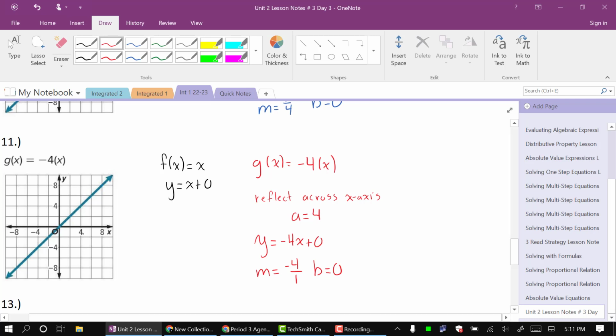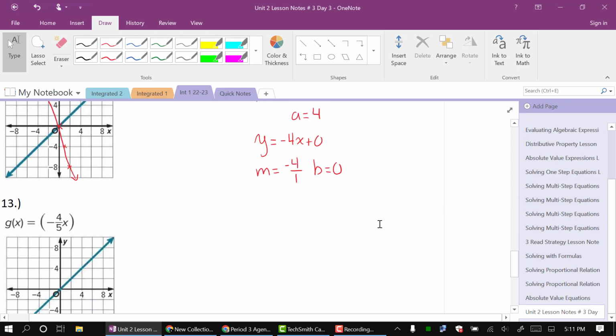So let's start plotting this. Start at 0. I'm going to come down 4 and 1 to the right. Remember, my scale is going by 2's. So down 4, 1 to the right. Down 4, 1 to the right. So I'm going to go ahead and come back up, and there is my graph.